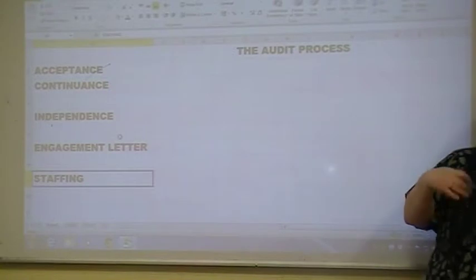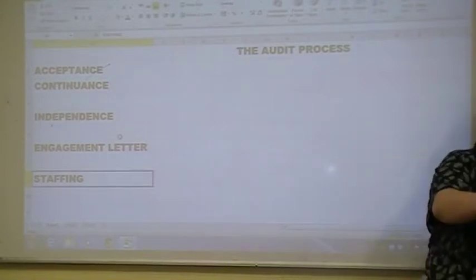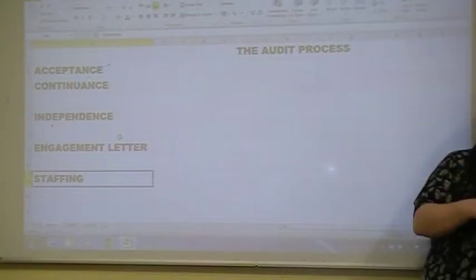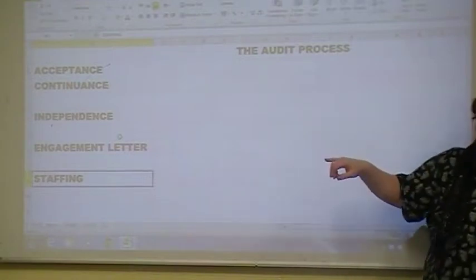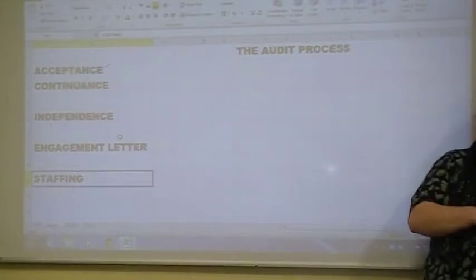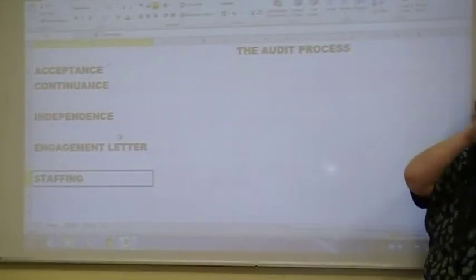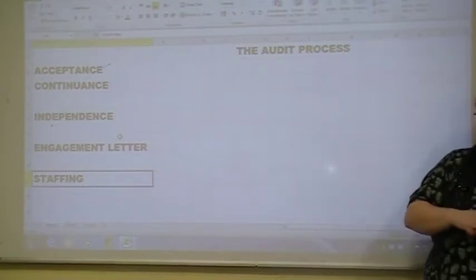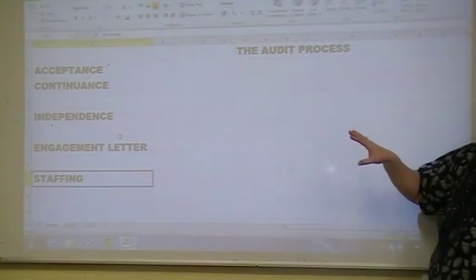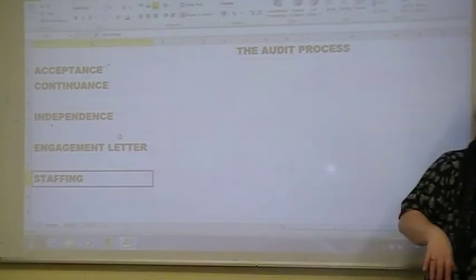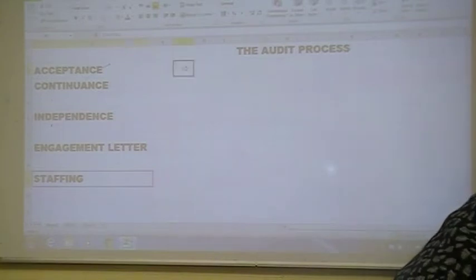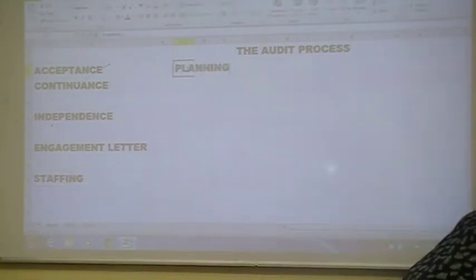Engagement letter: with an engagement letter sent out, our next job to do, I actually have a copy of an engagement letter that will be sent out to a company. And then staffing, deciding who on your staff is actually going to do the audit. You have the audit senior, the manager, and the people underneath doing the groundwork, and who's going to be allocated to that. So that's the three things you'll be looking at when you're either accepting or continuing the audit. Our next step would be planning the audit.